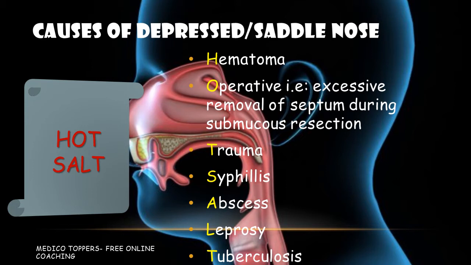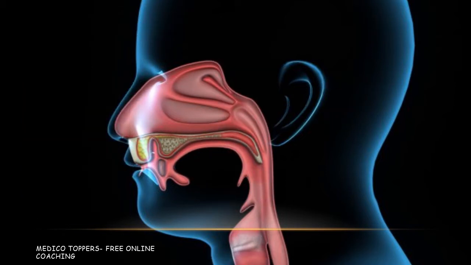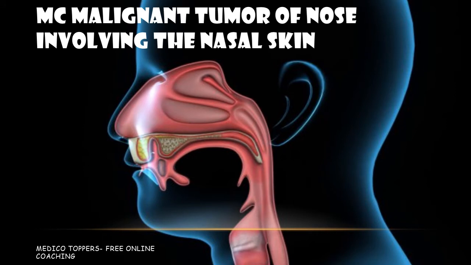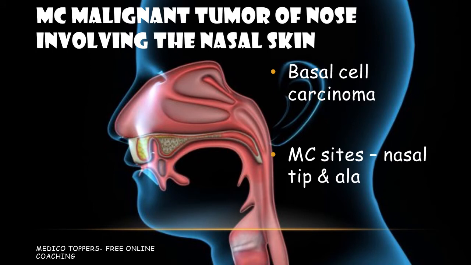Most probably we will be going with syphilis and leprosy, but we won't be remembering other causes, so HOT SALT we can remember easily. Most common malignant tumor of nose involving the nasal skin, it is basal cell carcinoma, and the most common site is nasal tip and ala.